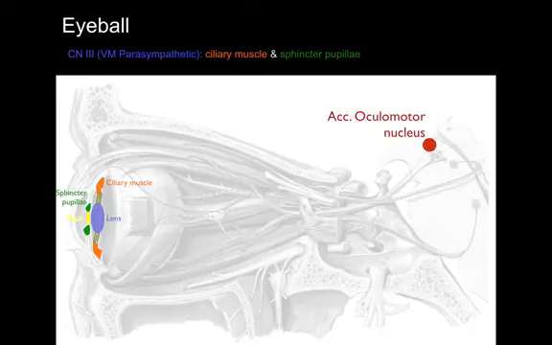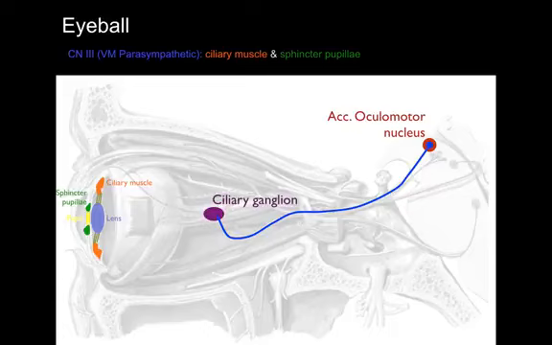The accessory ocular motor nucleus, which I don't care if you remember or not, is the origin of this parasympathetic pathway. And it sends a preganglionic parasympathetic nerve along with cranial nerve 3 to synapse in the ciliary ganglion, a peripheral ganglion. Then postganglionic parasympathetics travel along cranial nerve 3 to cause the sphincter pupillae muscle to contract, or to constrict the pupil.